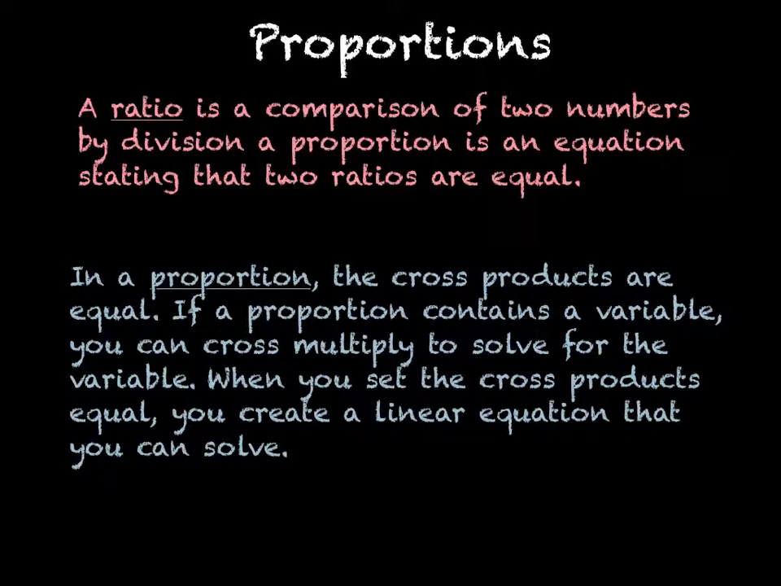Proportions. A ratio is a comparison of two numbers by division. A proportion is an equation stating that two ratios are equal to each other. In a proportion, the cross products are also equal to each other. If a proportion contains a variable, you can cross multiply in order to solve for the variable.